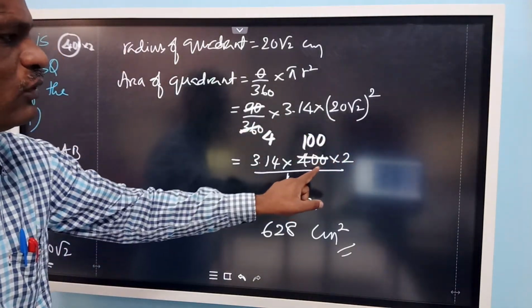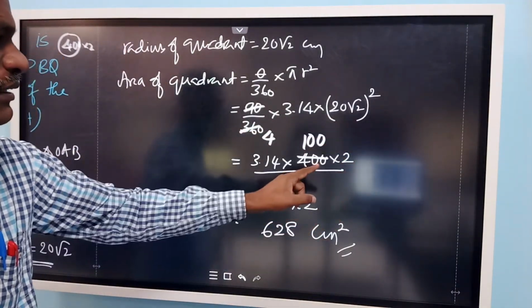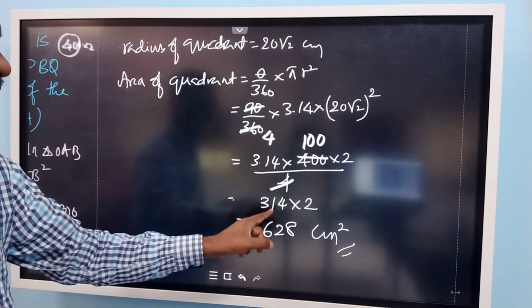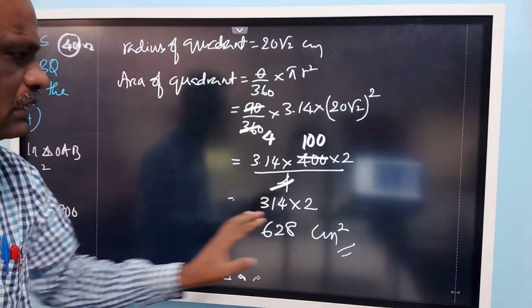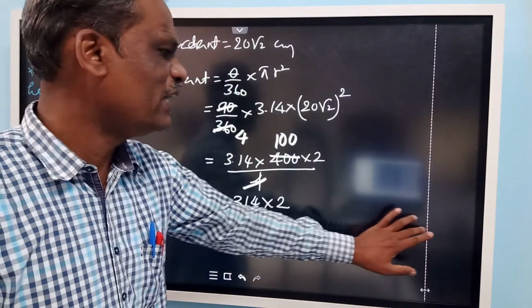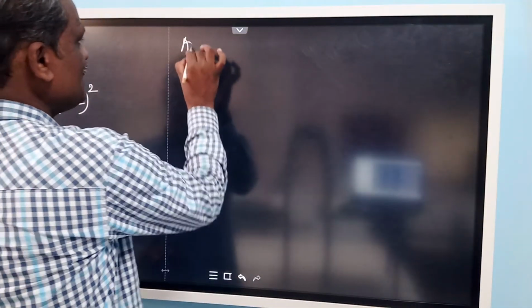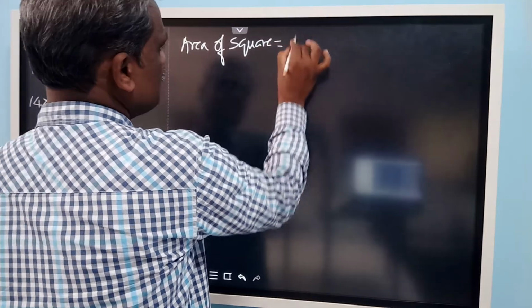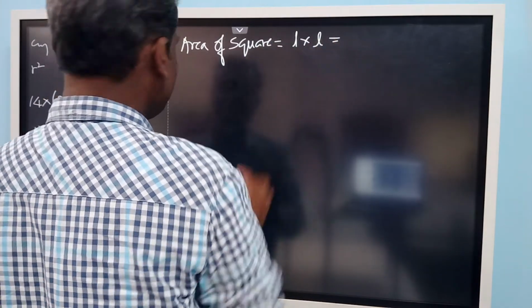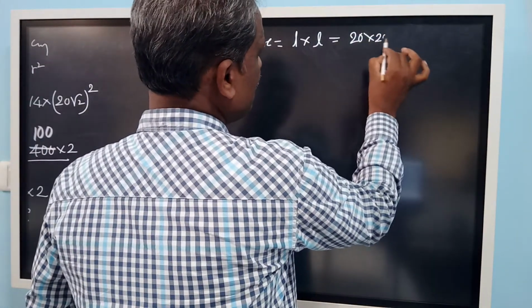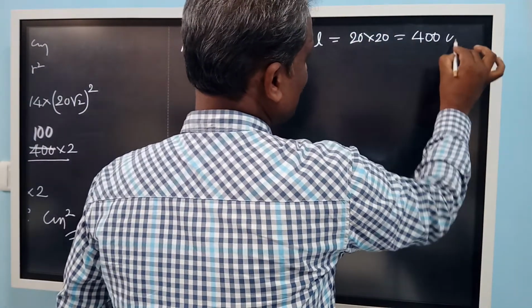20 root 2 gives you 400 into 2, that is 800, or 400, you divide this one with 400, 100 into 3.14, 314 into 2, it gives you 628 centimeters square. Now find the area of the square. The area of square is equal to L into L, side into side, because side is 20, 20 into 20, it is 400 centimeters square.